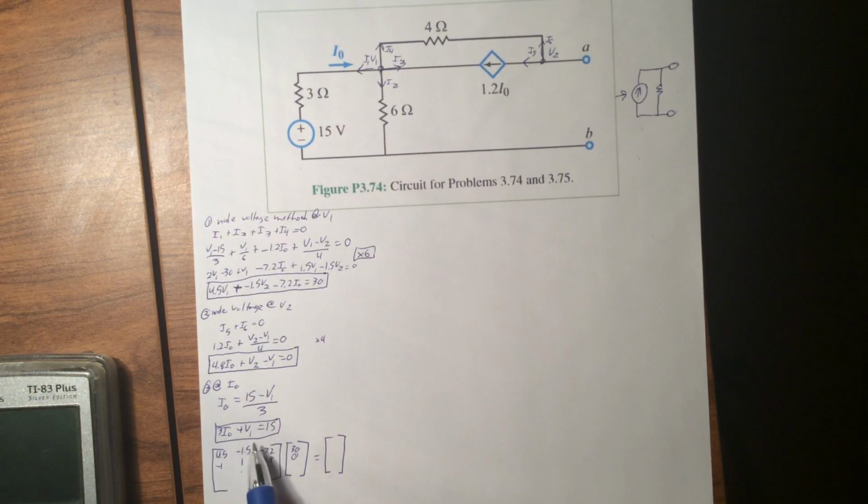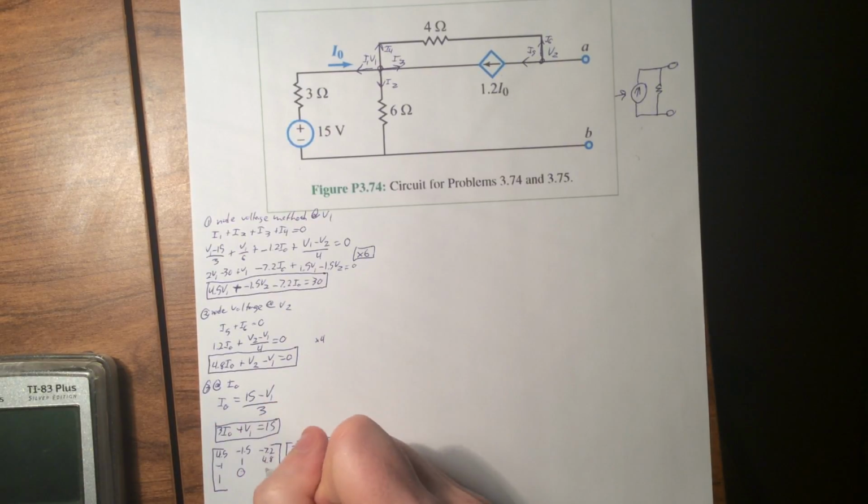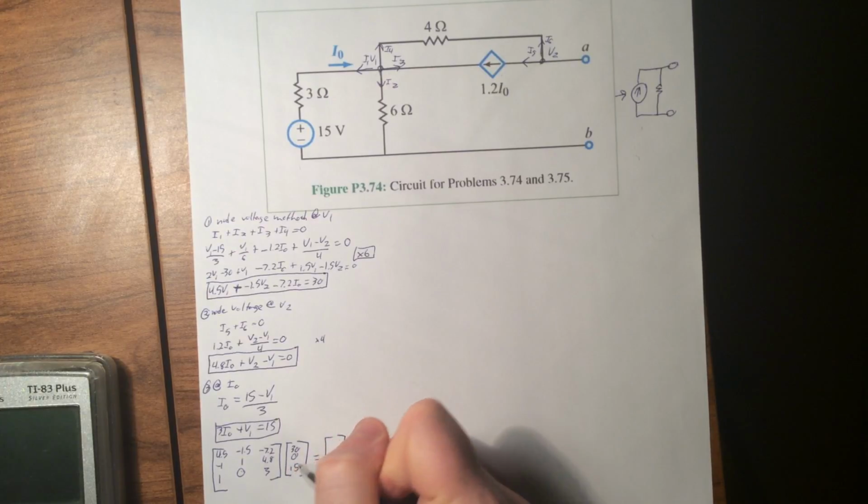And now we've got our V1, 1. We've got a 0 for V2. We've got a 3 and a 15.